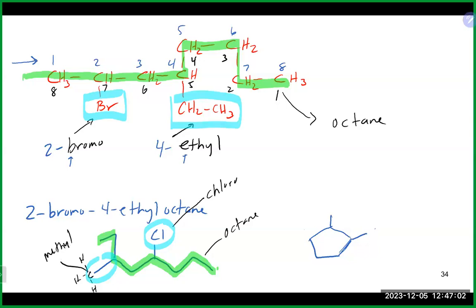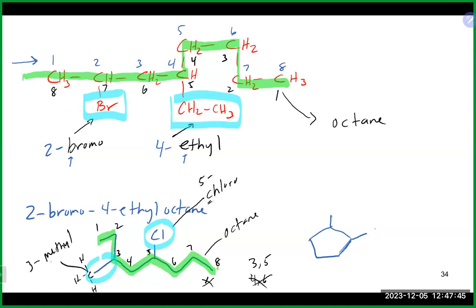Now we want a number, and you could probably see that numbering left to right here is going to give us our smaller numbers of 1, 2, 3, 4, 5, 6, 7, and 8. Once again, if we went the other way, we have groups here at 3 and 5. If we started over here, that would give us groups at 4 and 6, which is obviously bigger. So we would want to go this way of numbering. That means my methyl group is at carbon number 3. And my chloro group here is at carbon number, looks like 5 in this case.